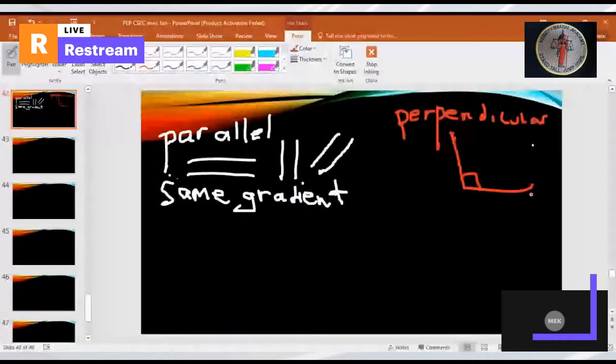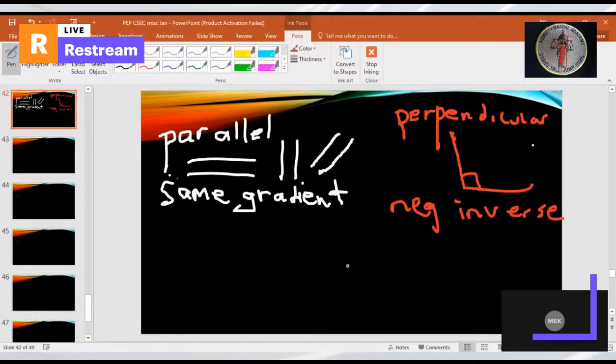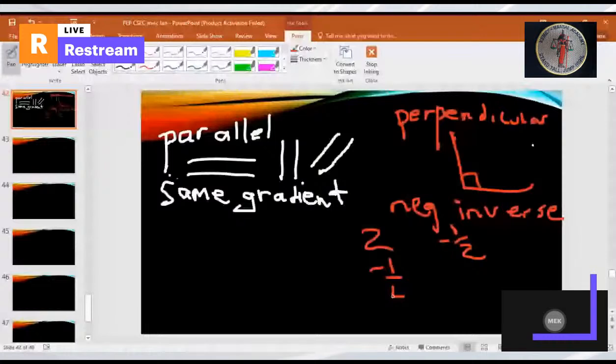In terms of the gradients, perpendicular lines have negative inverse gradients. What do we mean by that? If one of the gradients is 2, then the gradient of the other will be negative a half. That's what we mean by the negative inverse. So the inverse of 2 is a half, and we make it negative. If one of the gradients is a quarter, then the other gradient will be -4 if they are perpendicular to each other.